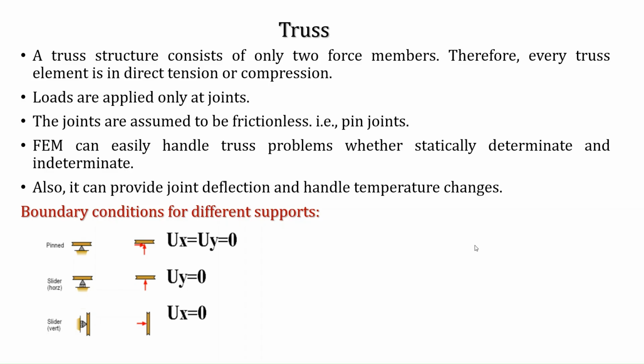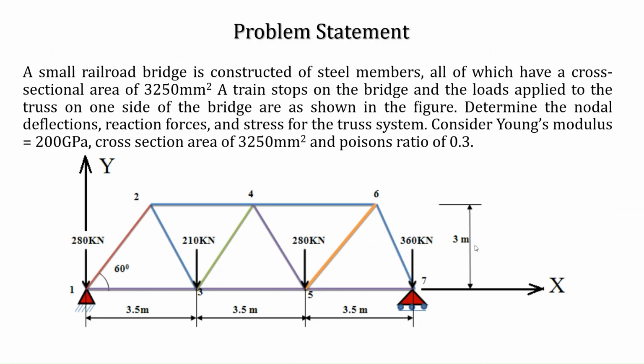With this understanding of what a truss is, we'll move on to the problem statement. Here we have a small railroad bridge constructed of steel members, all of which have a cross-sectional area of 3250 mm square. A train stops on the bridge and the loads applied to the truss on one side of the bridge are as shown in the figure. We need to determine the nodal deflections, reaction forces and stress for the truss system. We shall assume the Young's modulus for all the members to be 200 GPa, the cross-sectional area of each member to be 3250 mm square, and the Poisson's ratio to be 0.3 for every member used in the construction of the rail bridge.